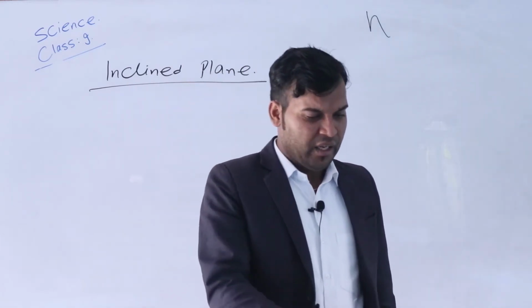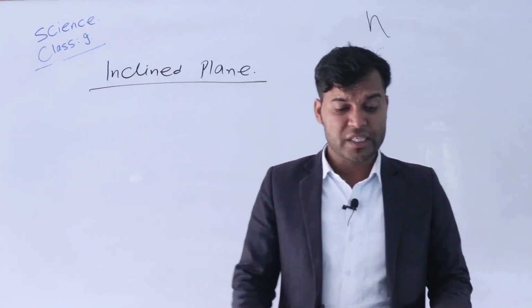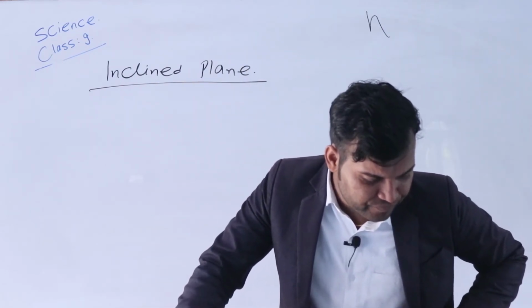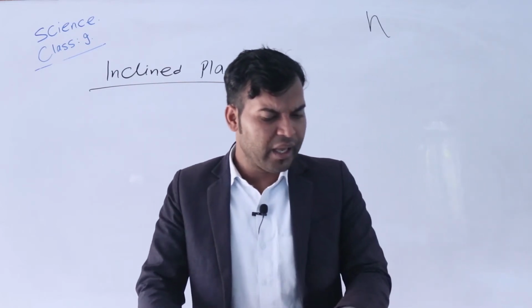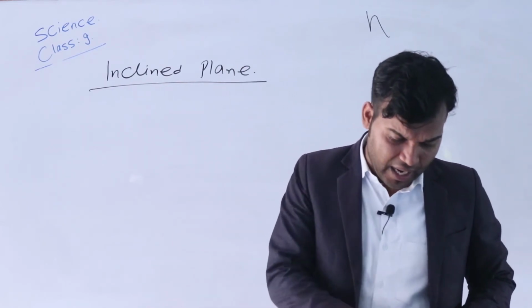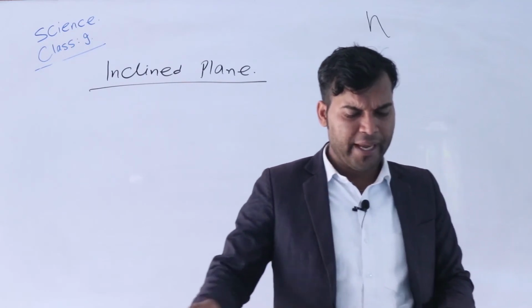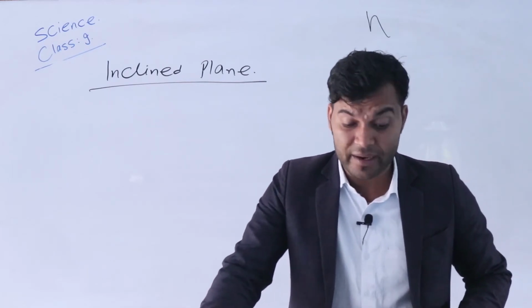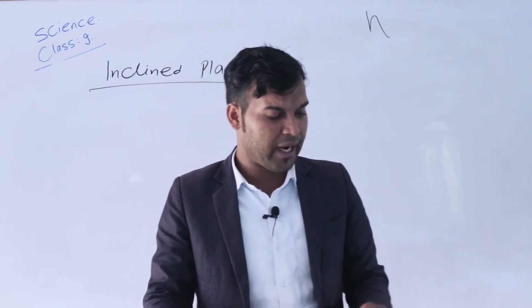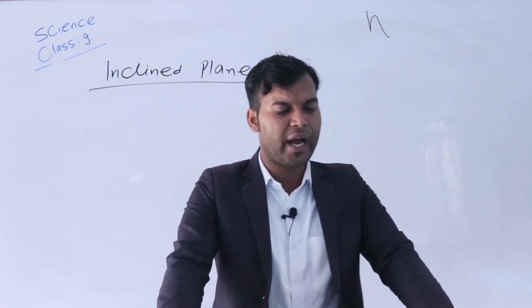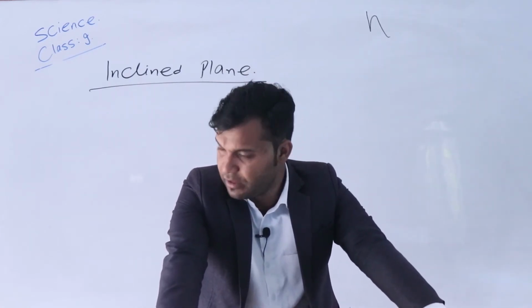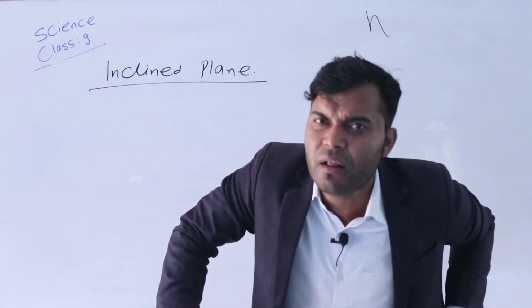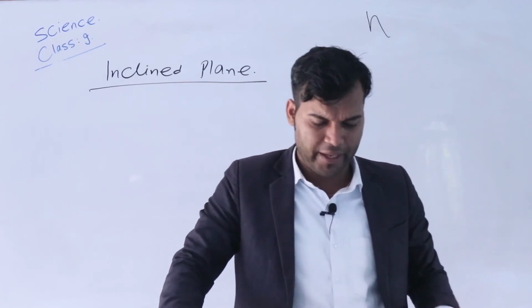Okay. In an inclined plane, the load acts towards the center of the earth, whereas the effort acts parallel to the plane. When an object is pulled upward or made to climb to a height, the distance traveled by the load is equal to the height, and the distance traveled by the effort is along the inclined plane.